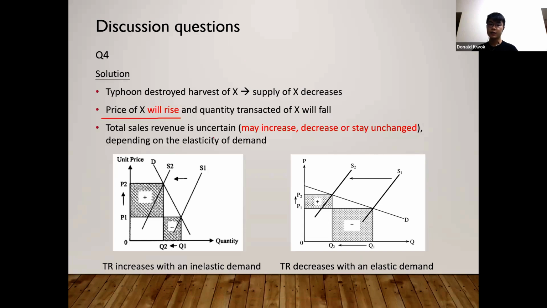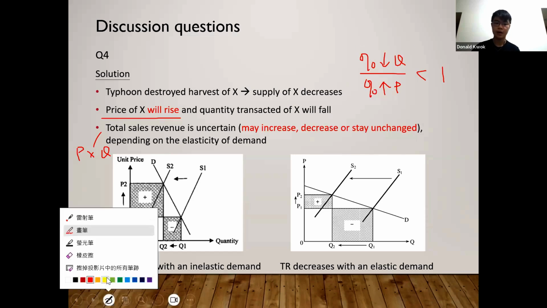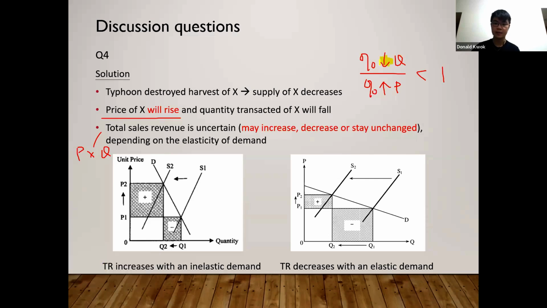However, how does the total sales revenue change? It's uncertain because total revenue can be calculated as P times Q. One increases while the other decreases. We are uncertain about the overall change in total sales revenue. And in fact, it depends on the elasticity of demand. So if we are considering an inelastic demand, percentage decrease in quantity divided by percentage increase in price would be smaller than 1. I only consider the absolute value of the elasticity of demand. I do not take into account the negative sign, right? It's already incorporated inside the decrease here.